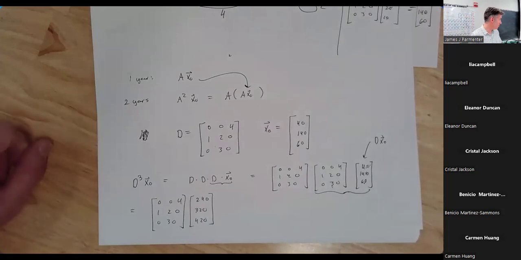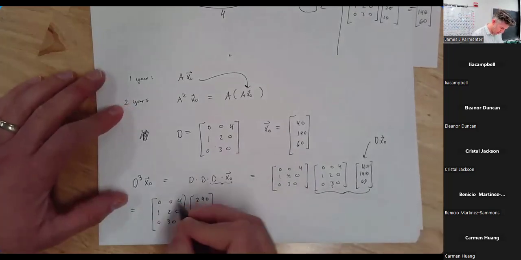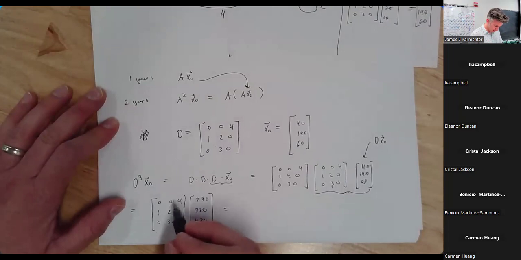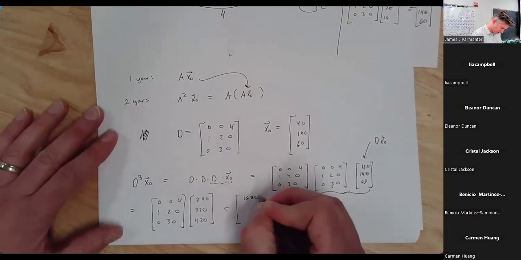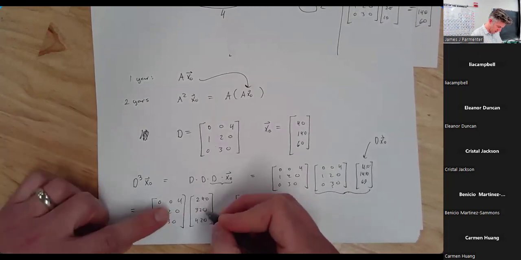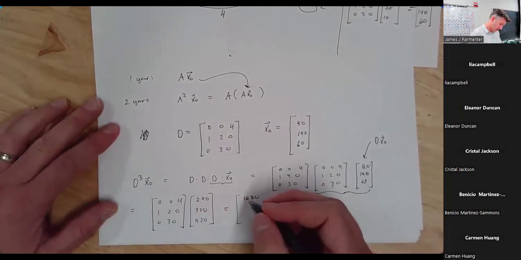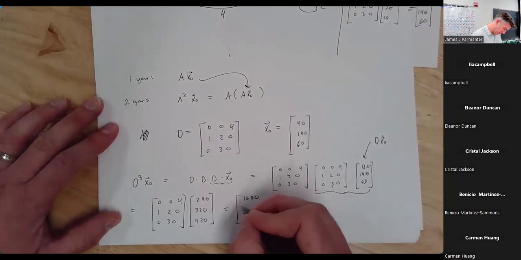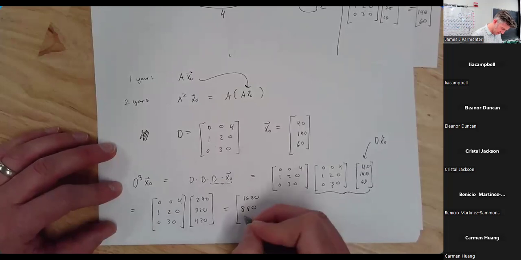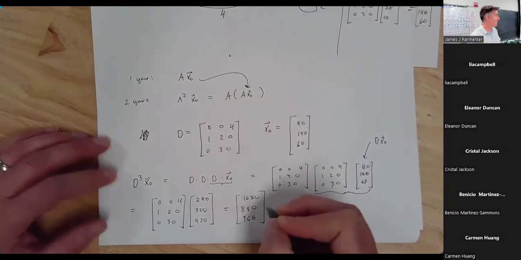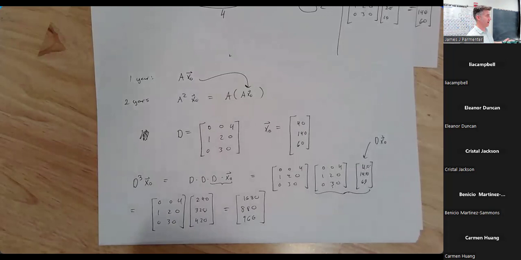Then we do it one more time. This row dotted with this column, 0 times that, 0 times that, 4 times 420 is 1680. Then 1 times 240 plus 2 times 320 plus 0, so 240 plus 640 is 880. And finally, 3 times 320 is 960. So that's how I would multiply this matrix by this vector 3 times: by actually multiplying by the vector, not by multiplying the matrix by itself 3 times. It's usually easier that way.